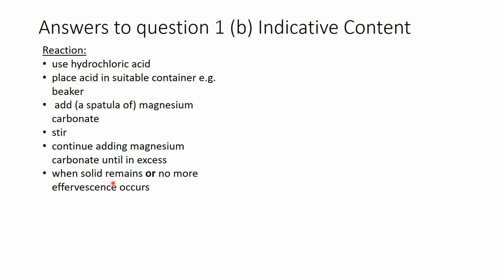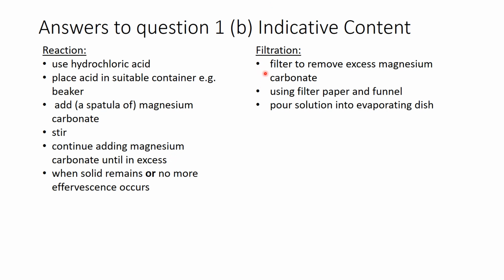When solid remains or no more effervescence occurs, effervescence is a posh word for fizzing, then you know that the reaction is in excess. You don't need to state all of these steps. You could simply say, use hydrochloric acid in a beaker, add magnesium carbonate and stir until solid remains left over, it's in excess. In terms of the filtration then, you'd need to filter to remove the excess magnesium carbonate. You'd need to use a filter paper and a funnel, and you need to pour the solution into some kind of evaporating dish. Because guess what's coming up?